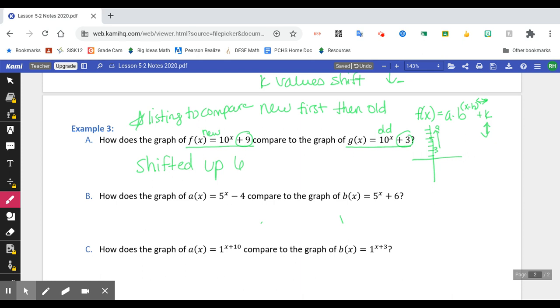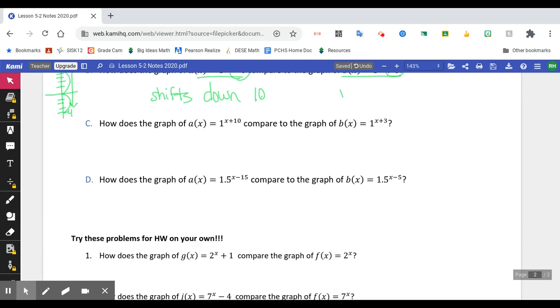So how does the graph of a of x equals 5 to the x minus 4, okay, compare to the graph b of x equals 5 to the x plus 6? Now again, this is our new graph, and they're comparing it to the first one, the original, that old one. Okay, so we're talking again about the k value, which means we have to shift up or down. If my original one started at positive 6, so again, let's just make a little graph here. All right, I'm not counting exact, but if that's 6 and it has to go to negative 4, that's down here, right? So to get from 6 down to negative 4, that would be 6 to get to here and 4 more to get to here. So it would actually have to go down 10. So I'm just going to put it shifts down 10. Okay. All right. So same thing.